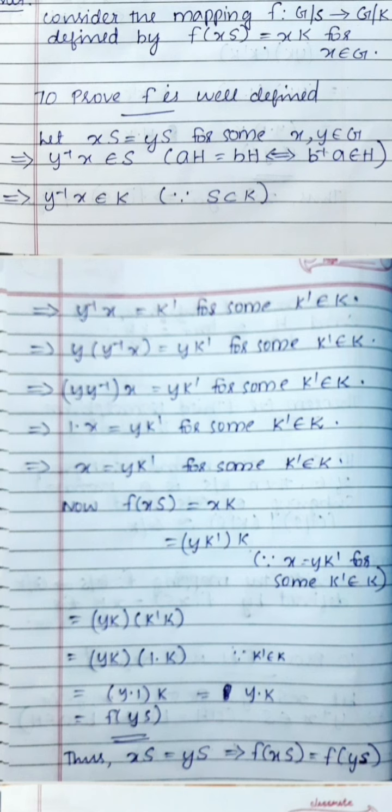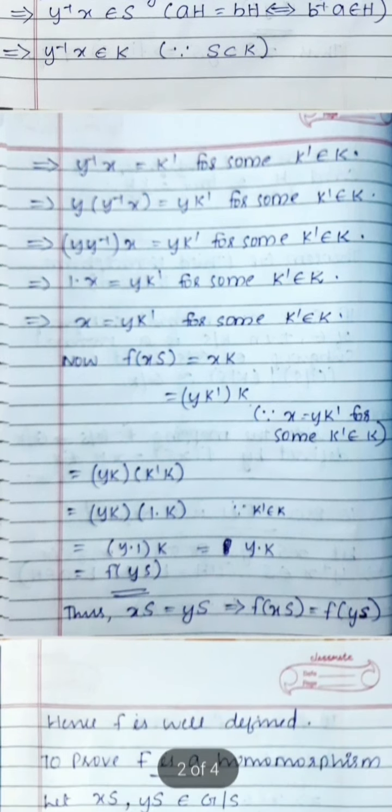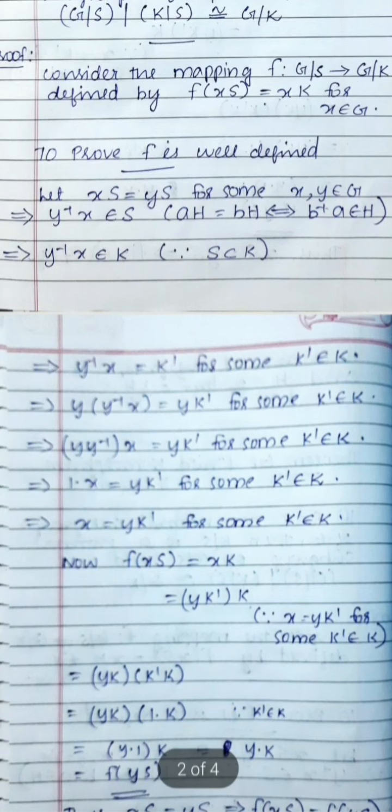So y into y inverse x is equal to y k dash for some k dash belongs to K. Grouping elements according to my convenience of operating, I am grouping y and y inverse together and keeping x apart. So I get y y inverse x equal to y k dash for k dash belongs to capital K. Y into y inverse is nothing but 1, so 1 into x, which is x, is equal to y k dash.